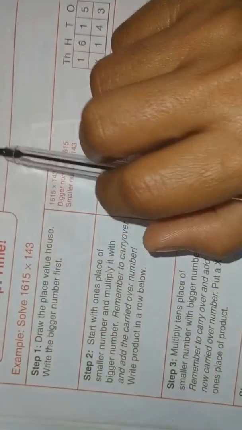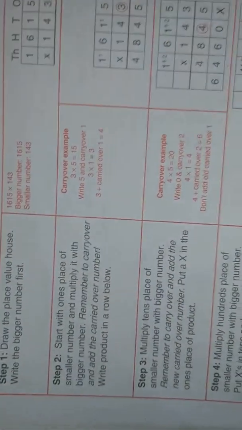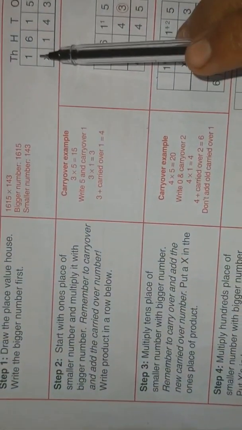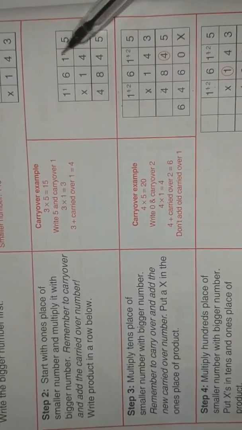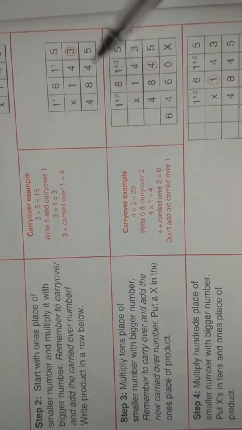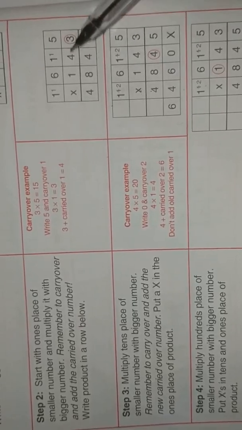Okay students, next worksheet is the multiplication without regrouping. Without regrouping is there. So in that, 1615 multiplied by 143 is there. 3 5s are 15. 1 is a carryover. 3 1s are 3. 3 plus 1 is 4 is there. 3 6s are 18. Right here 8. 1 is a carryover. 3 1s are 3. 3 plus 1 is 4 is there.